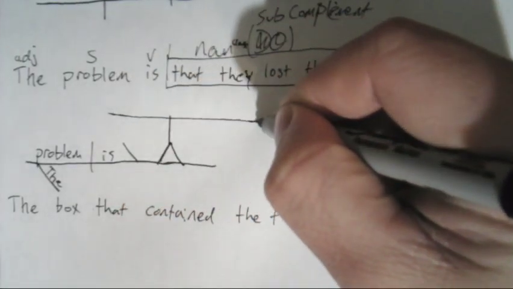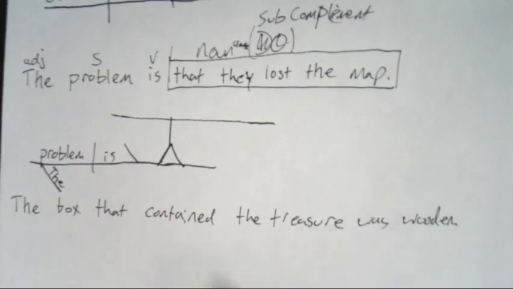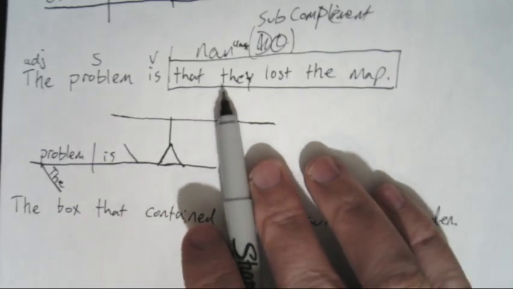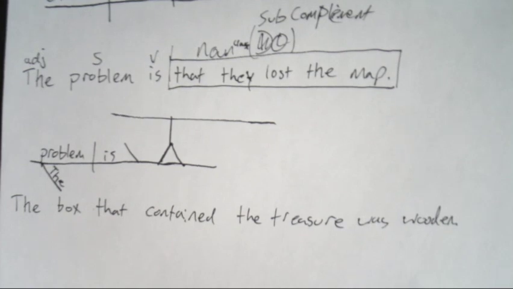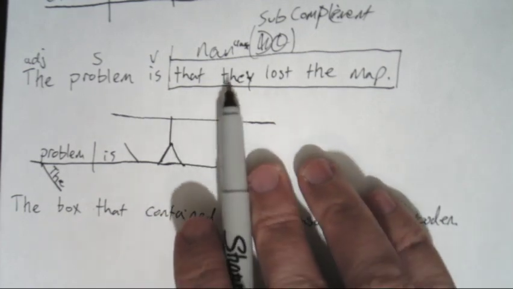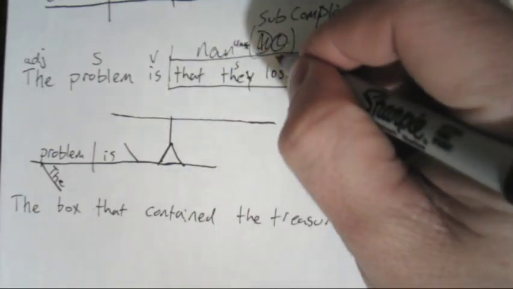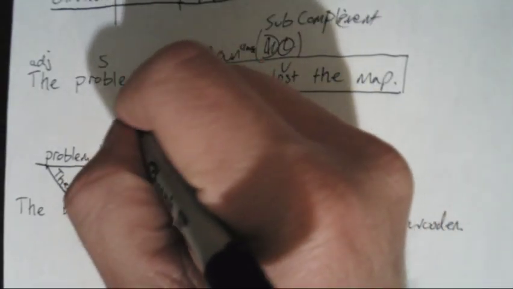This one's going to be quite long, so let's squeeze it all up in there. Okay, now we need to figure out this clause. All right, who's doing the thing? What's being done? All right, here's who's doing it. They, right? What'd they do? They lost. Subject, verb. So start over here.